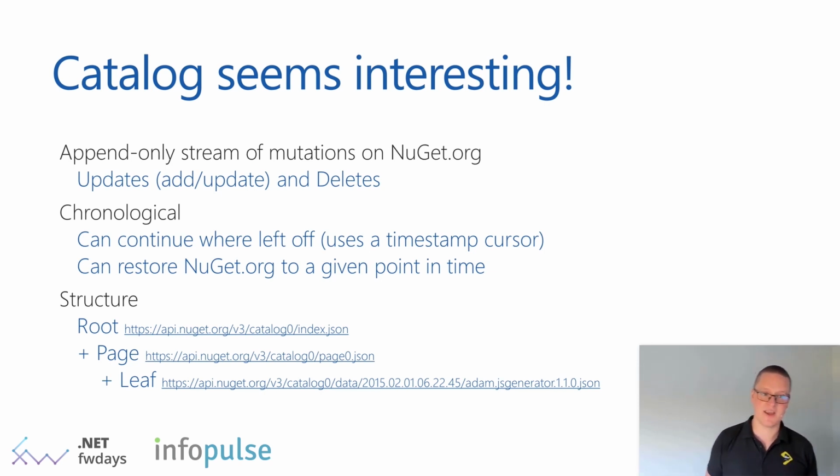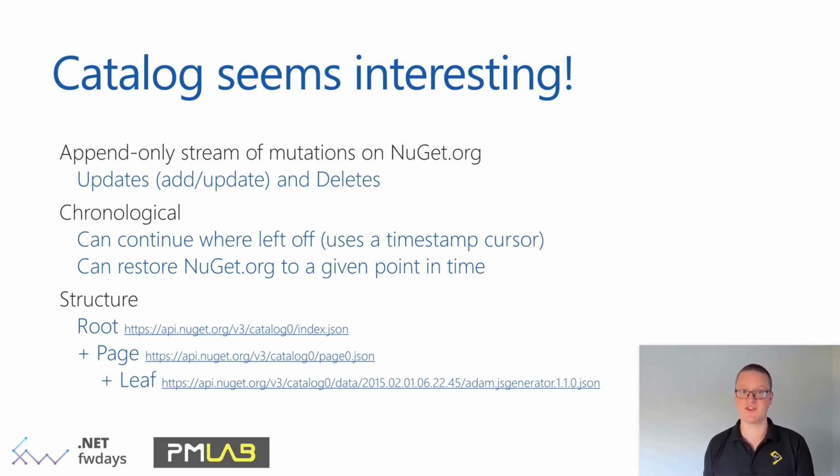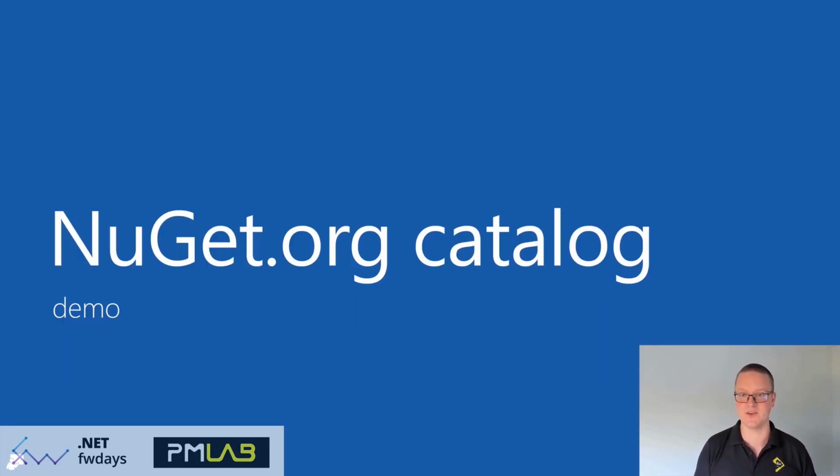The catalog has a very simple structure. It has the root page, and the root page simply contains a list of all the pages that are available in the catalog. Every page itself then contains catalog leaves, and every leaf itself has package details and what has happened to that package. Now I know this is fairly abstract, so let's visualize this a little bit and let's have a look at the NuGet.org catalog.